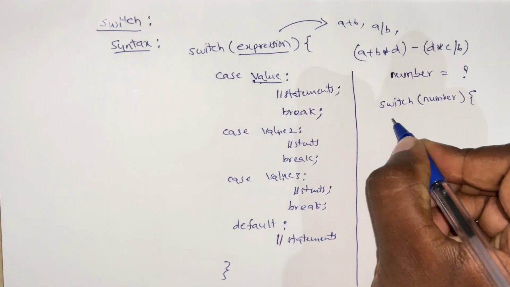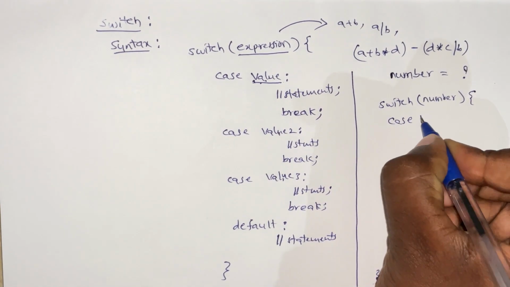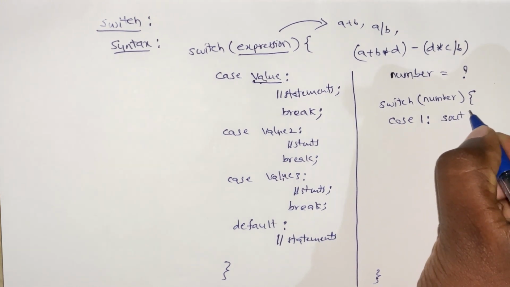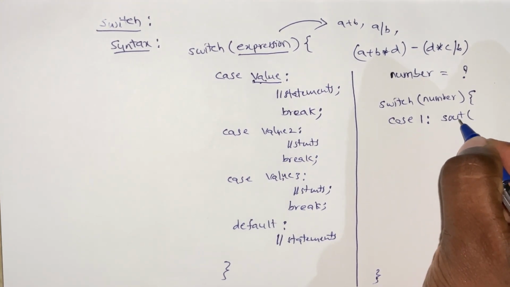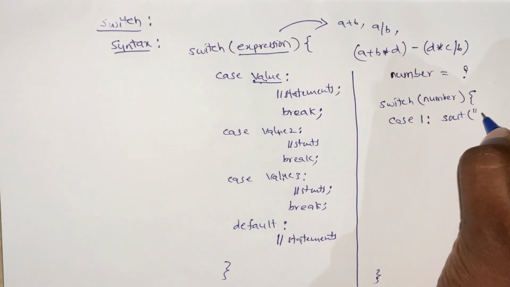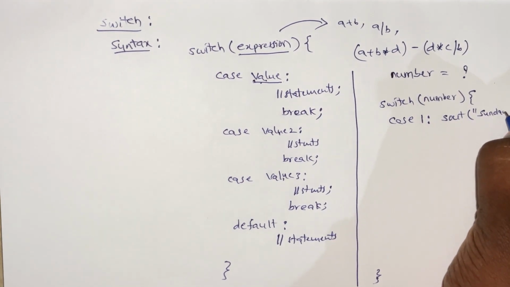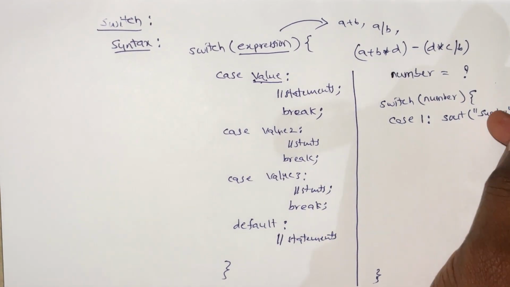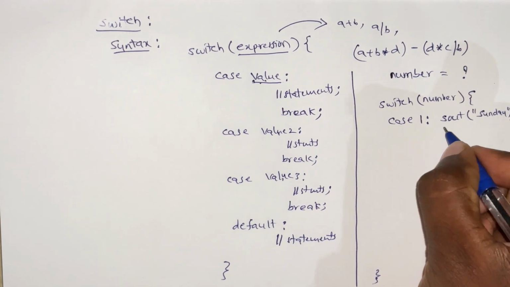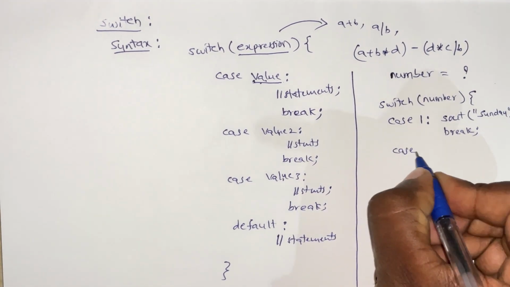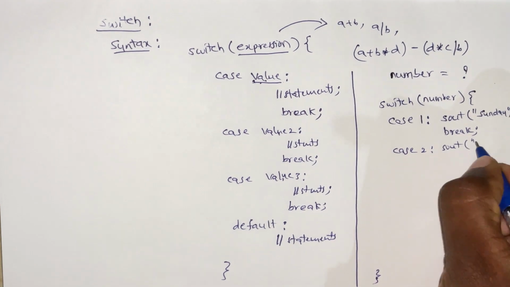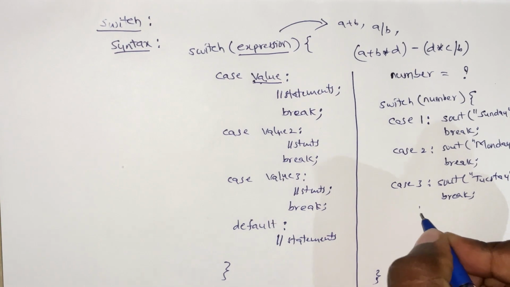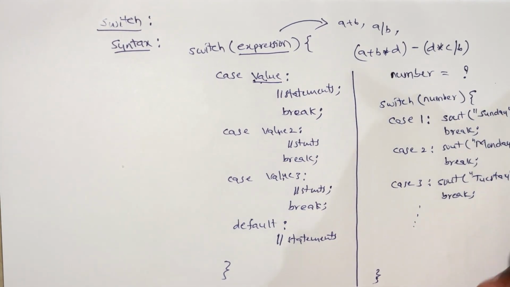And open curly brace. Here the first case is case 1, because if 1 is given I need to print. I'm printing it like I have written, System.out.println, and here I need to print Sunday. I'm thinking Sunday is the first day, so I just need to print Sunday and come out of it. So we need to use break. Similarly case 2, if it is 2 I need to print Monday and then just break. Case 3, print Tuesday, just break. So similarly you will be writing till case 7, that is again Saturday.